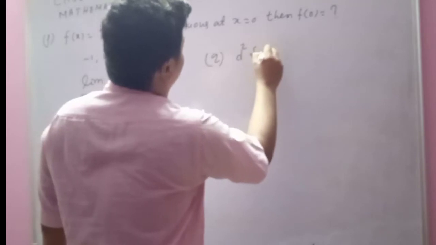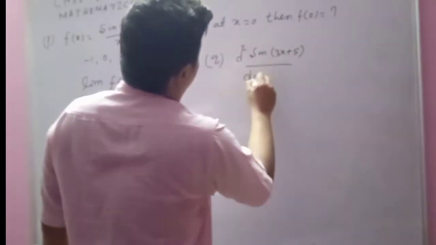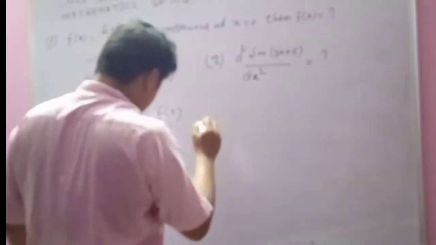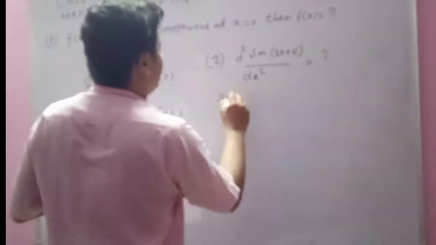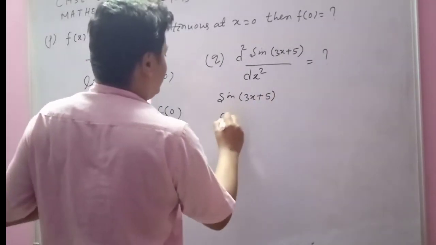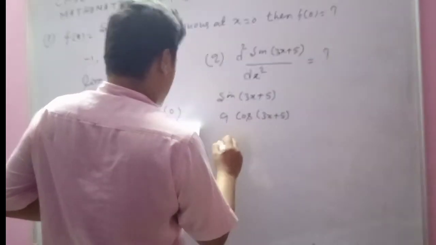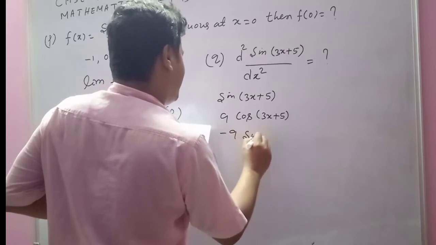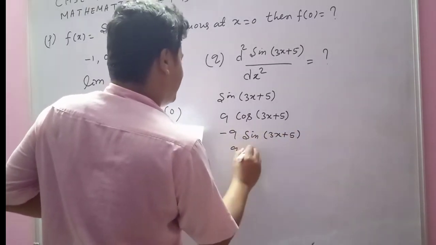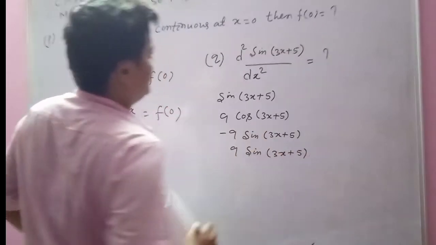d square of sin of 3x plus 5 by dx square. Options given: sin 3x plus 5, 9 cosine 3x plus 5, minus 9 sin 3x plus 5, 9 sin 3x plus 5. Right?